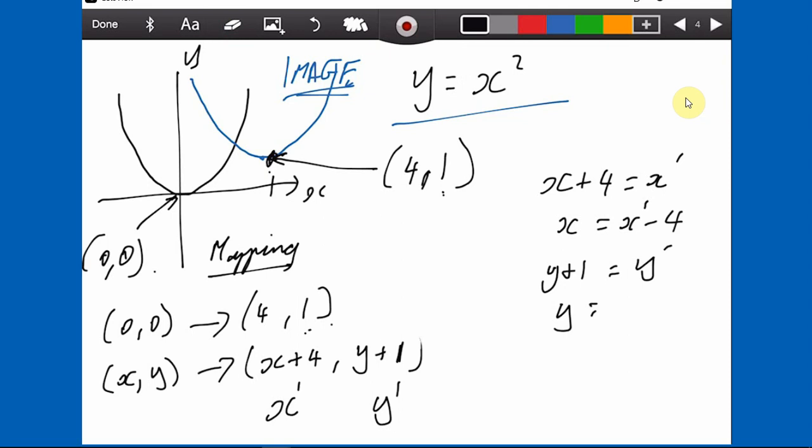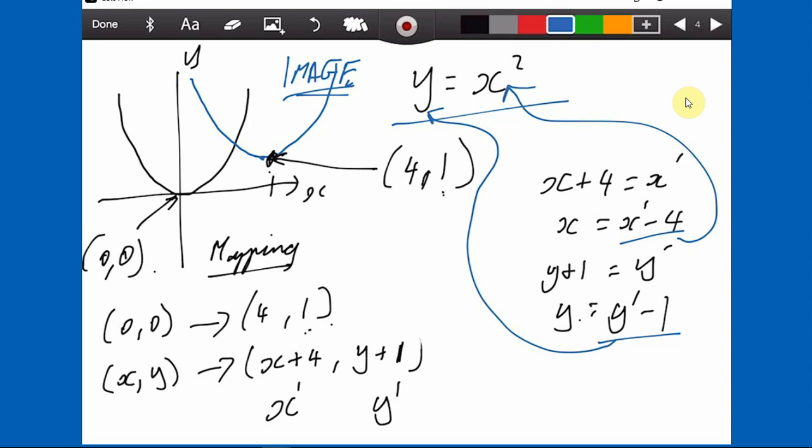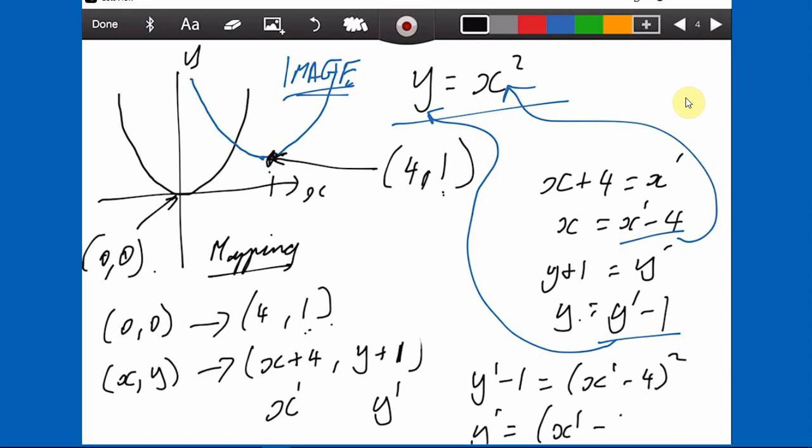Image y dash is y dashed minus 1. And so what we do now is we replace the y and we replace the x into there, and when we do that we get y dash minus 1 equals x dash minus 4 squared. And if I move the 1 over, y dashed equals x dashed minus 4 squared plus 1.